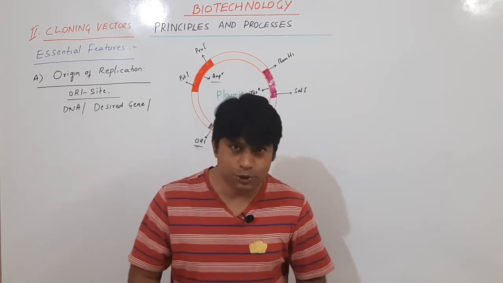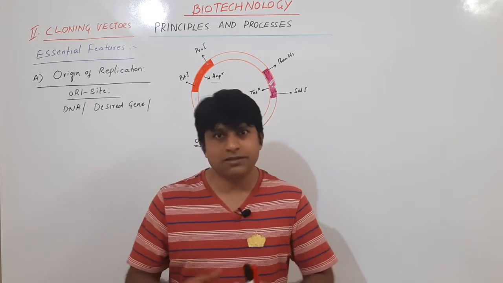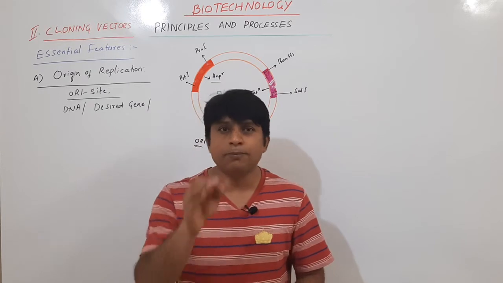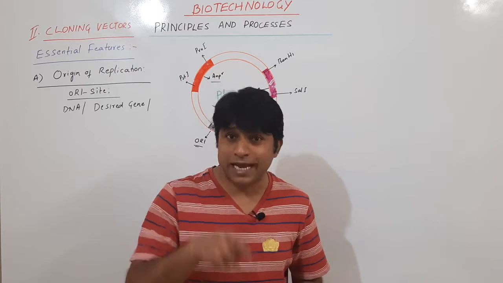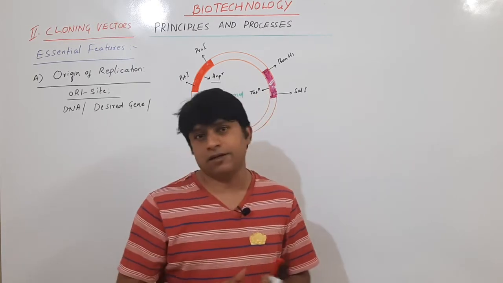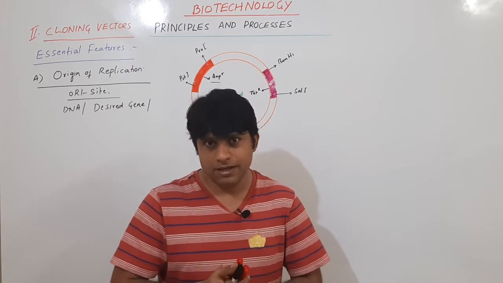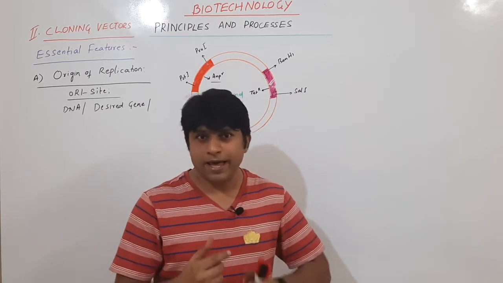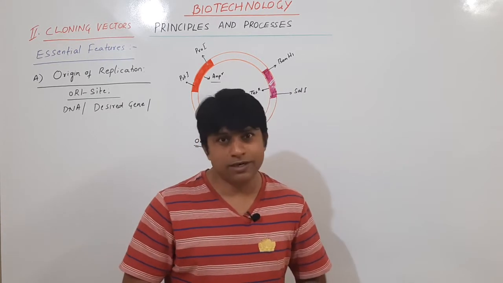Now, we use different vectors. Plasmids are the most commonly used vectors. Cosmids, bacteriophages, shuttle vectors, we use retroviruses. We use all different types of vectors. But the most commonly used vectors are plasmids. So in this lecture, we are not talking about the types of vectors. We are talking about the features of a vector. Vectors are engineered in such a way that we can easily link our desired gene and also separate recombinants and non-recombinants.